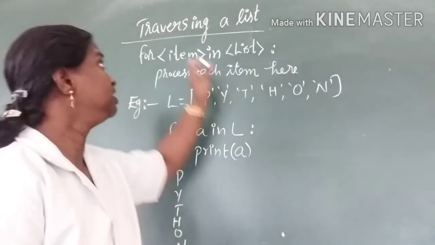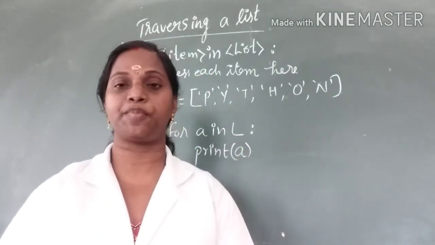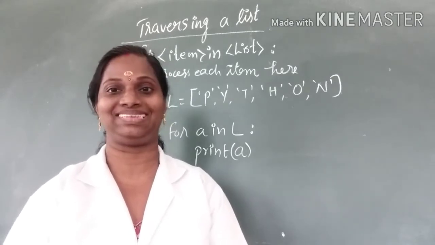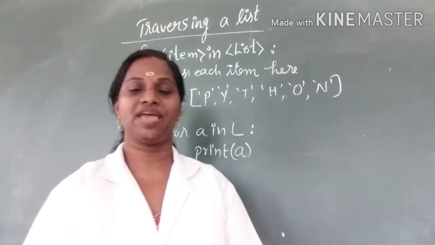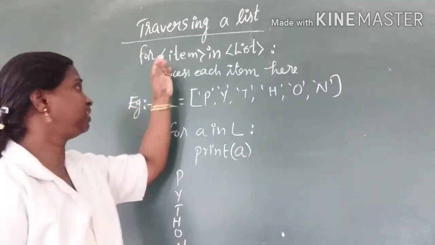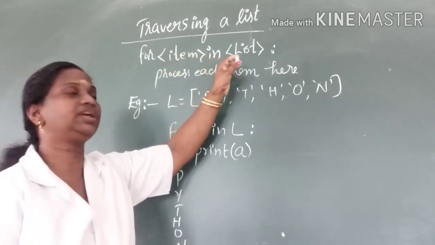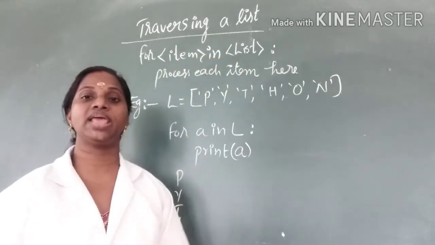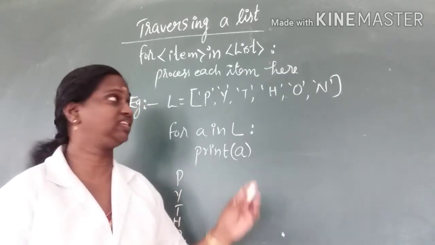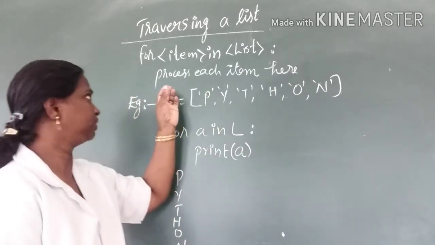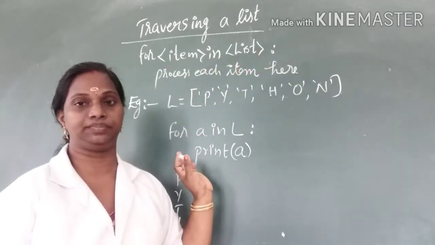Next topic is list operations. The first one is traversing a list. Traversing a list means accessing and processing each element of a list. Here we have one example. The syntax for this is: for item in list. That is, you can access and process a list by using loops. This is the syntax: for item in list, then process the item here.